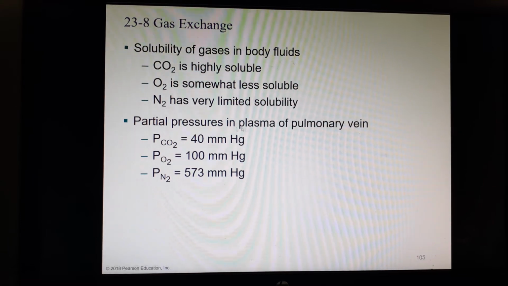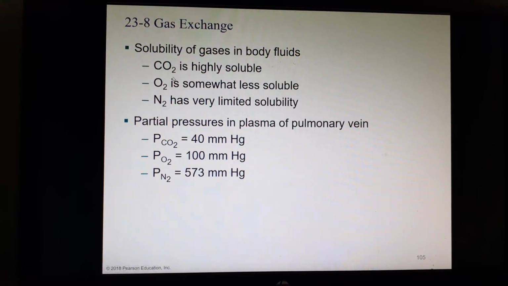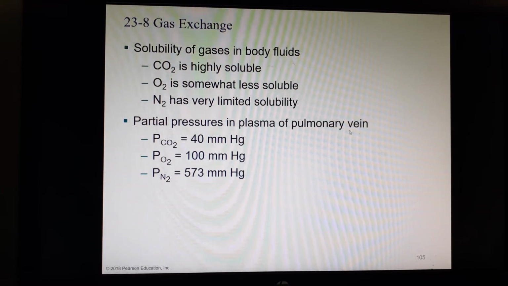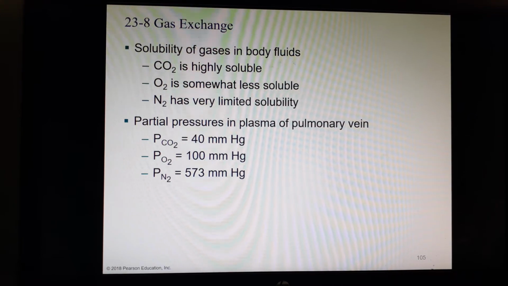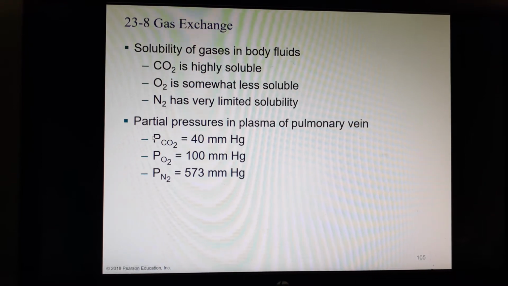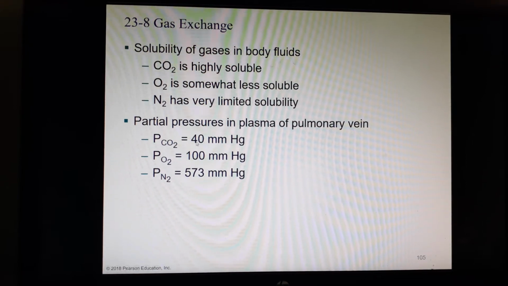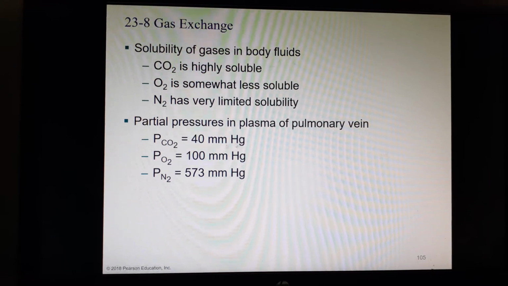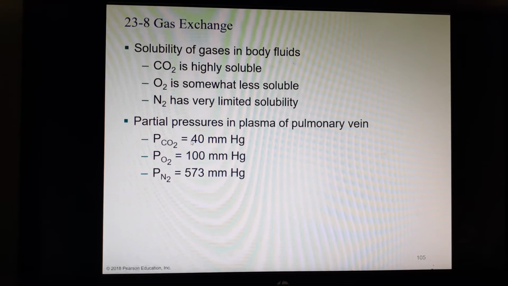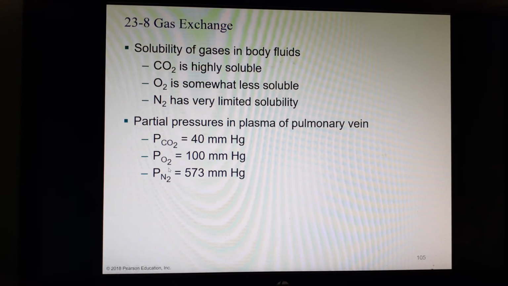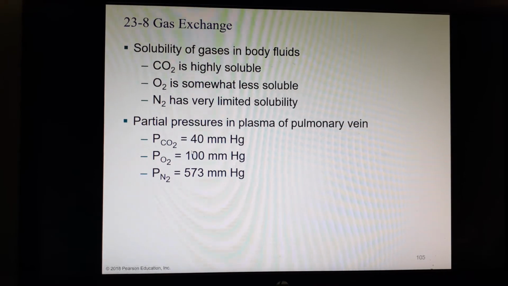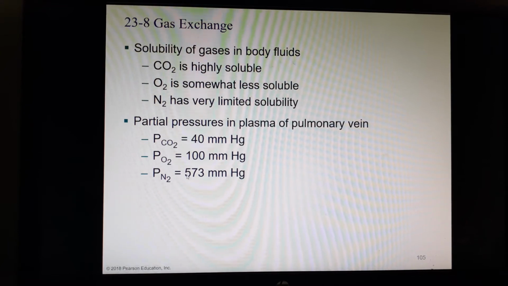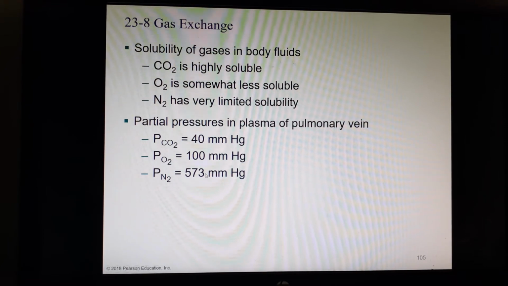So, if we were to look at the partial pressures of these three gases in the plasma of a pulmonary vein. So what's a pulmonary vein? We've just left the lung and we're going on our way back to the heart, okay? The giant P stands for partial pressure. The partial pressure of CO2 is 40 millimeters of mercury. Now remember, we just dropped off CO2. So this is the lowest pressure we would see of CO2 in the blood. For oxygen, we are at 100 millimeters of mercury. This is the highest oxygen level we will see in the blood. And then for nitrogen, it's 573 millimeters of mercury.